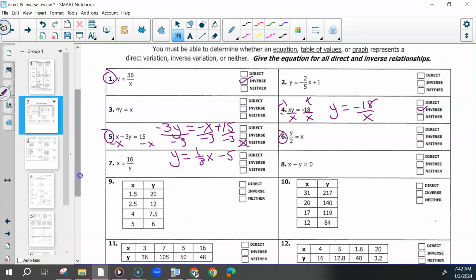Right, for 6, this is not in either format to solve for k or the original. So let's solve for y. How would we get rid of the 2? Multiply both sides by 2. So we have y equals, I'm going to switch the order, 2x. Is that one of our formats?